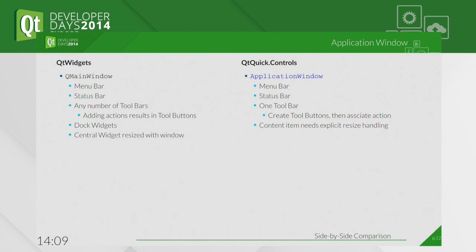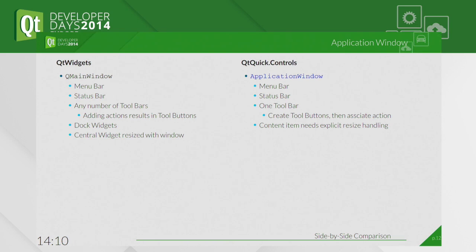Okay, application window. Also one of those concepts that both have as a goal. In QtWidgets, we know that the class for that is QMainWindow. QMainWindow is a very nice thing, right? It has a menu bar or can have a menu bar if you want one. You can have a status bar. You can have any number of toolbars you want. You can put them on the top of the application, at the bottom, left or right. So there's four docking positions for toolbars.